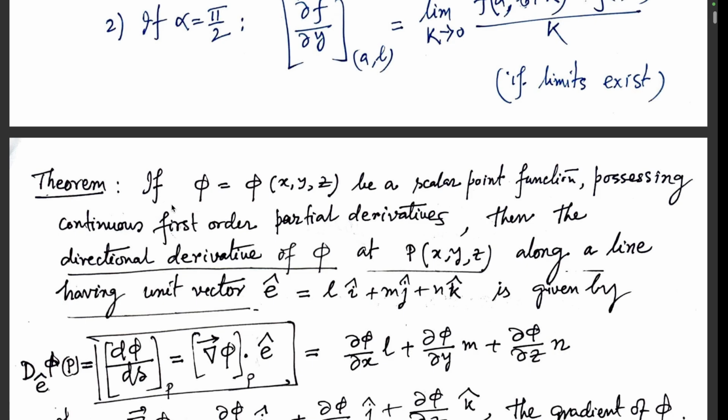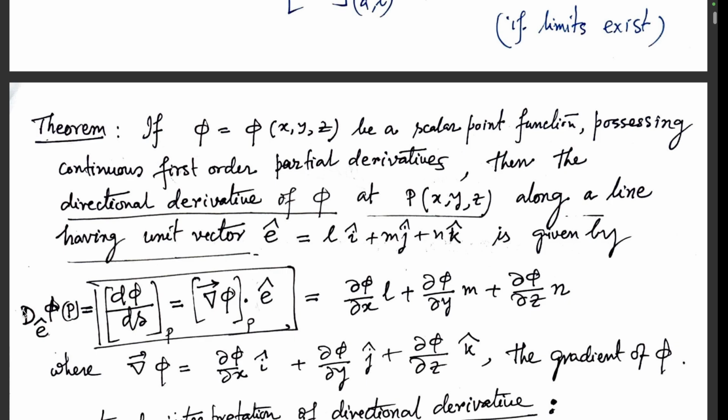Now, a very important theorem. If phi is a scalar point function of x, y, z, where x, y and z are independent variables, possessing continuous first order partial derivatives, then the directional derivative of phi at the point P(x, y, z) along a line having unit vector e cap equal to L i cap plus M j cap plus N k cap is given by the directional derivative in the direction e cap of phi at the point P, which equals d phi ds at the point P, which equals grad phi at the point P dot e cap.